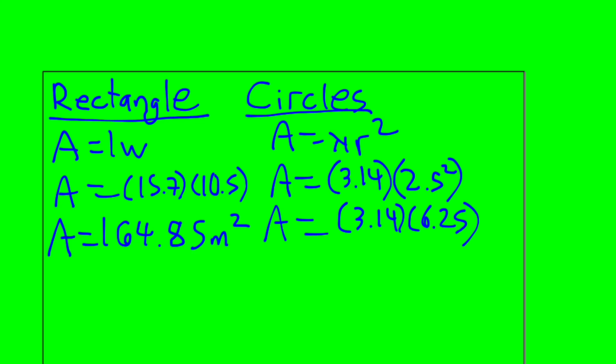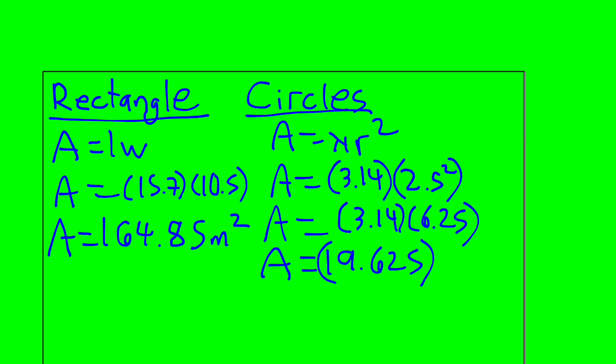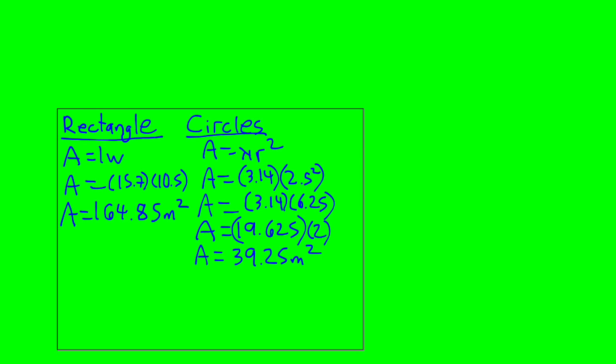And when we work that out, we get the area of one of the circles is 19.625. But remember, there are two circles, a top and a bottom. Now you might be asked to just calculate the area of one of them, right? You could do all kinds of things. But let's calculate the total. Let's calculate the area of both. So we got to double that. And you get area of the circles is 39.25 meters squared.